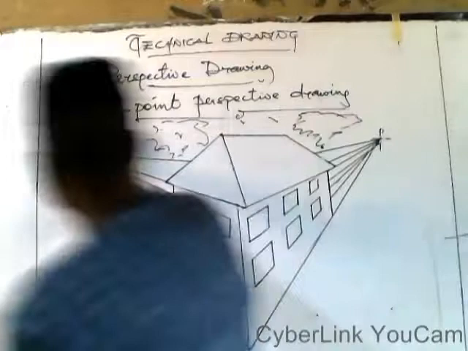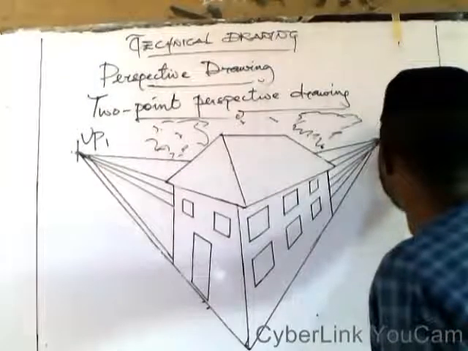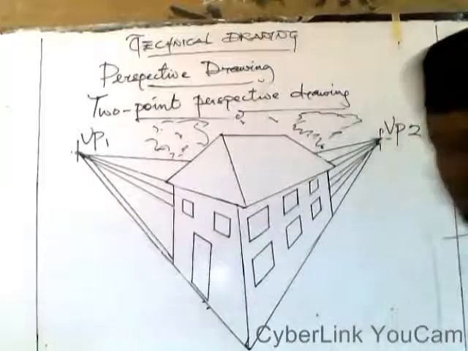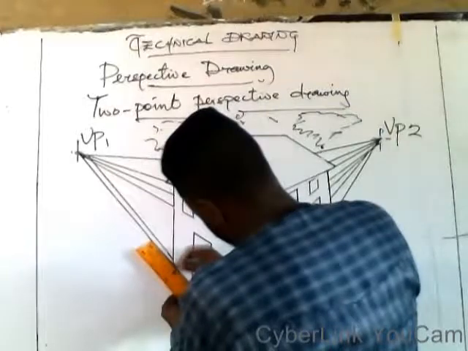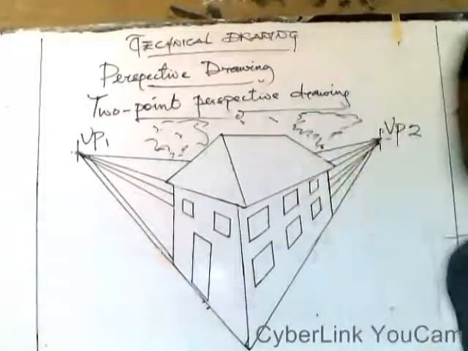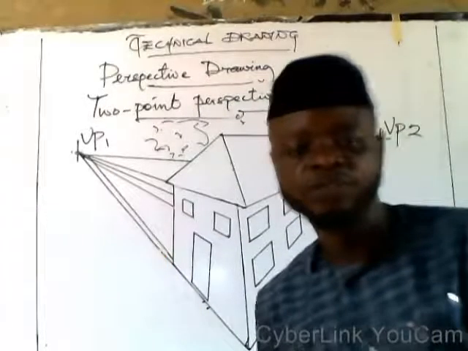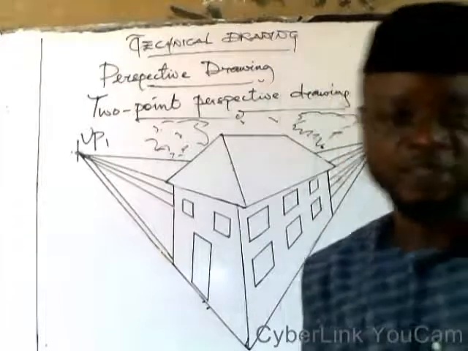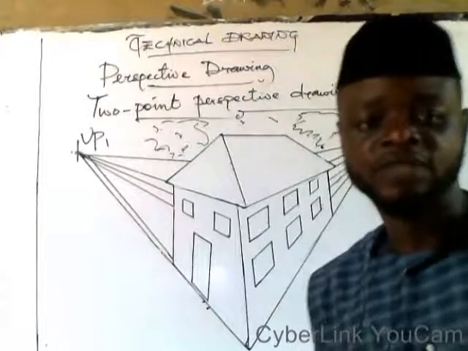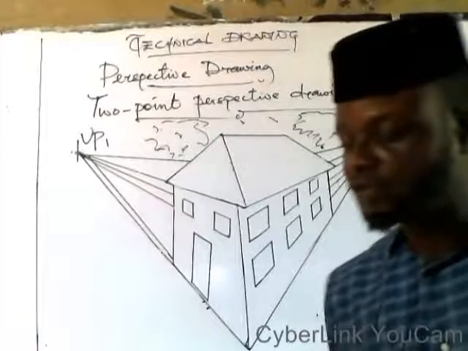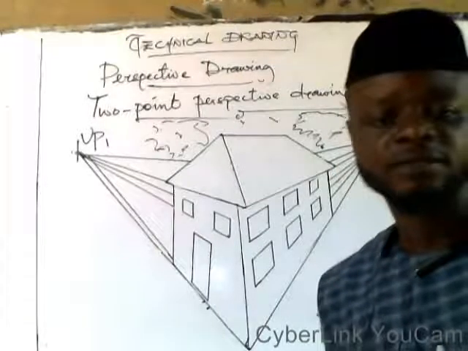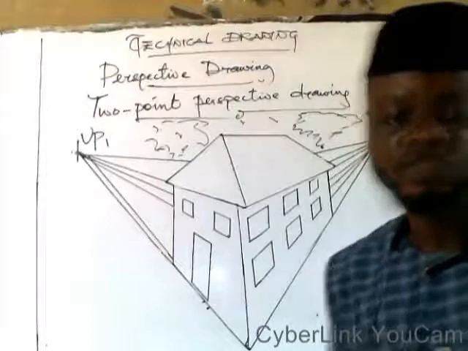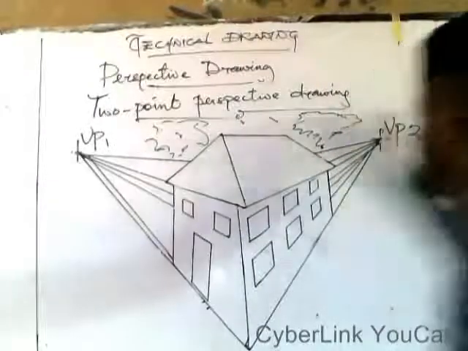This one we call B1 and B2. That is it. You can see that is the two vanishing points. And I've said it earlier that the only difference between one-point perspective and two-point perspective is that in one-point perspective, you have only one vanishing point, whereby in two-point perspective, you are having two vanishing points.